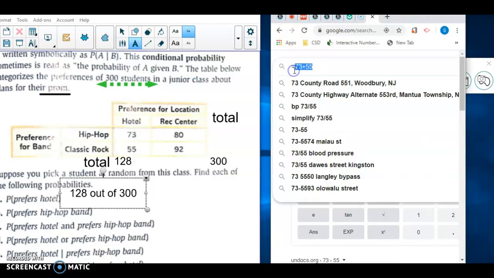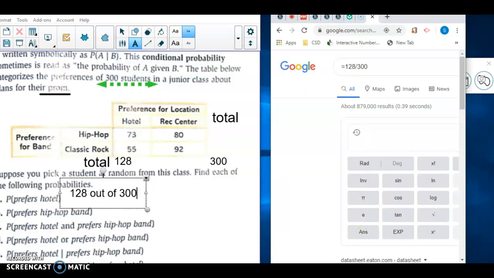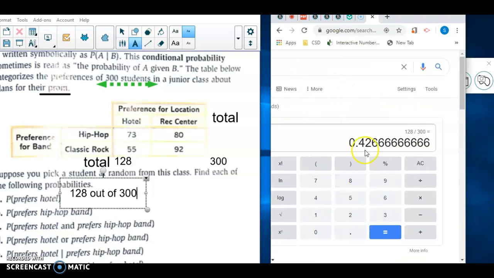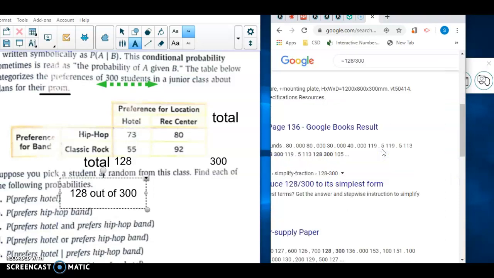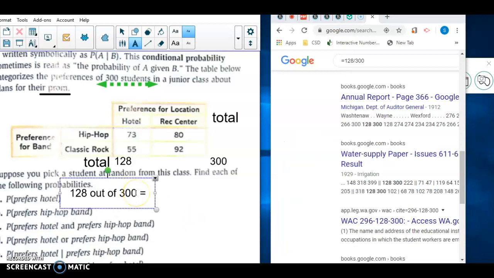Okay, so 128 divided by 300 equals, okay? And we get a number answer for that, and the number answer we get is 0.43, or about 43%, okay?